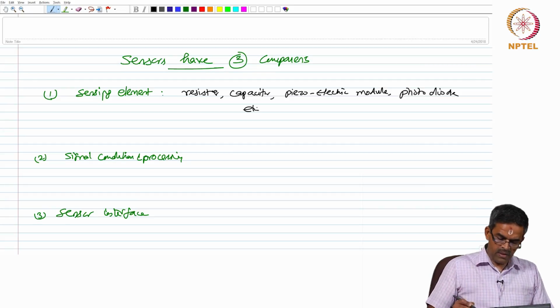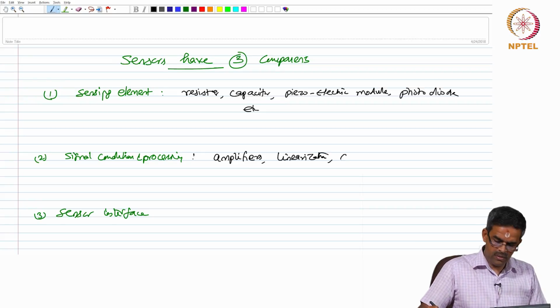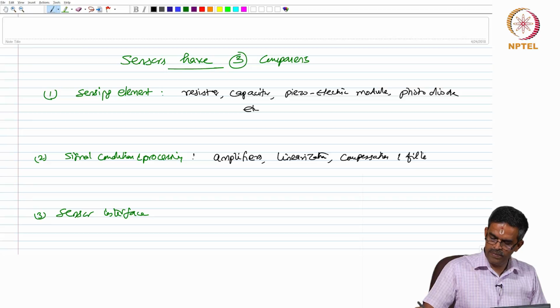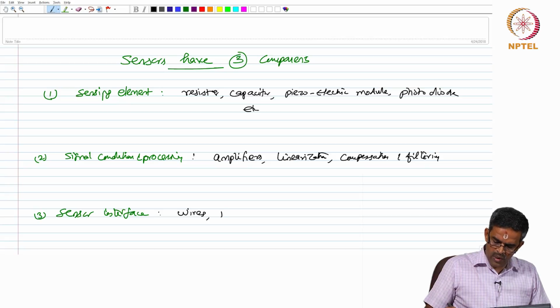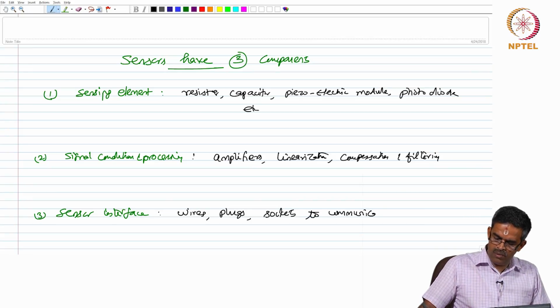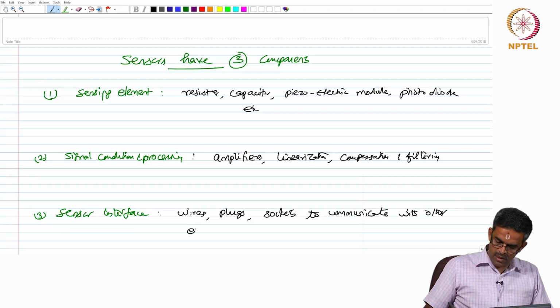Signal condition and processing consists of amplifiers or amplification, linearization, compensation and filtering. Sensor interface consists of wires, flags, sockets to communicate with other electronic components.